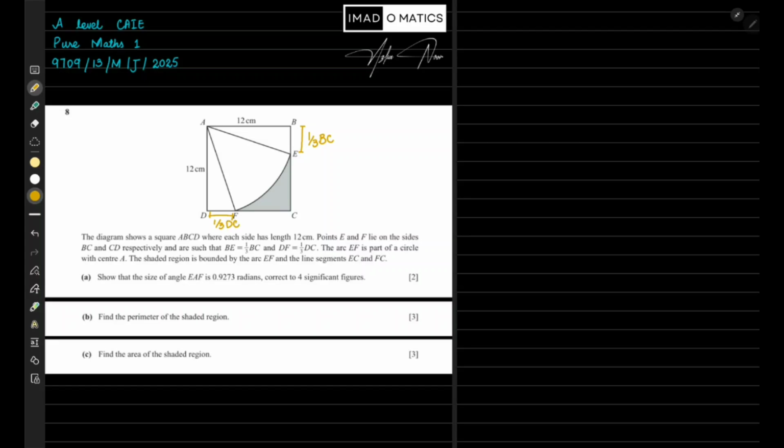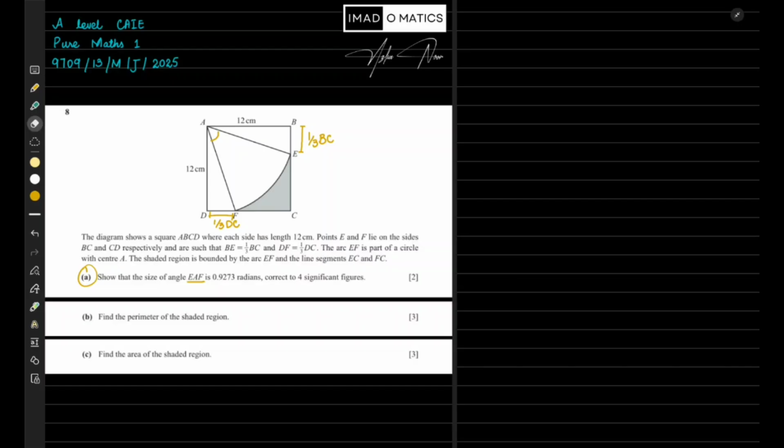The arc EF is a part of a circle with center A. This is your arc with the center A. The shaded region is bounded by arc EF and the line segments EC and FC. So they are referring to this part. Now in part A they are asking to show that the angle EAF is 0.9273 radians, correct to 4 significant figures.